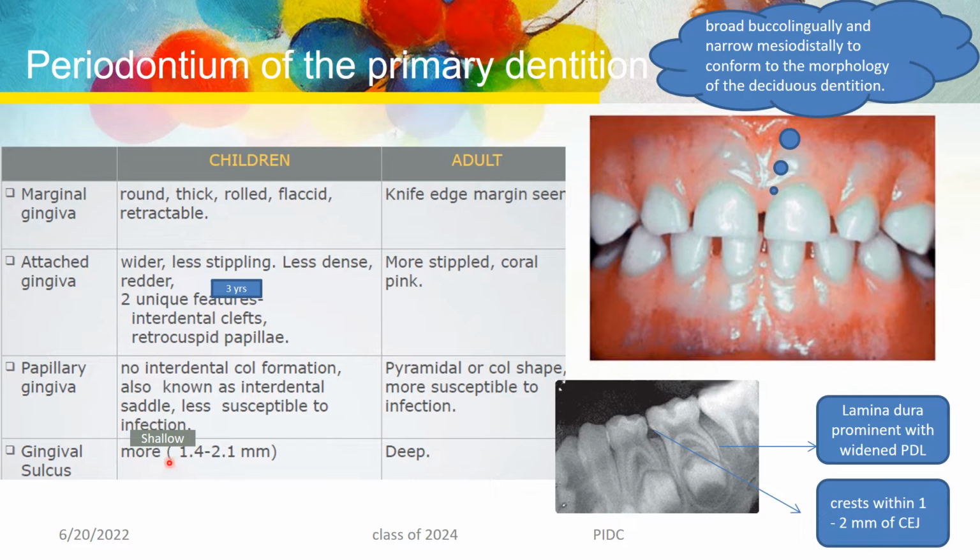Gingival sulcus. The depth is shallower in case of children, just 1.4 to 2.1 mm, whereas in case of adults, it is a little deeper, 2 to 3 mm. You can also see in the radiographs that the lamina dura is prominent with a widened PDL, and the crests are within 1 to 2 mm of the CEJ.